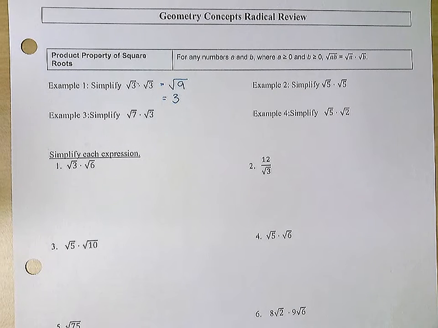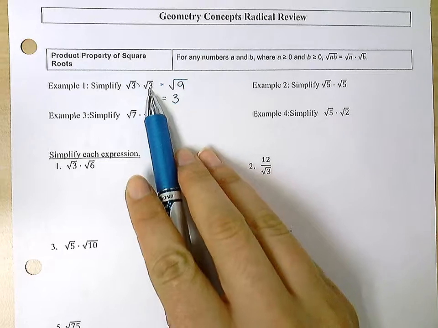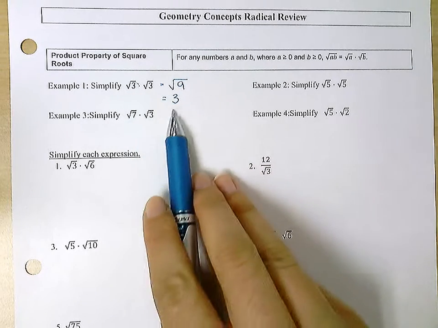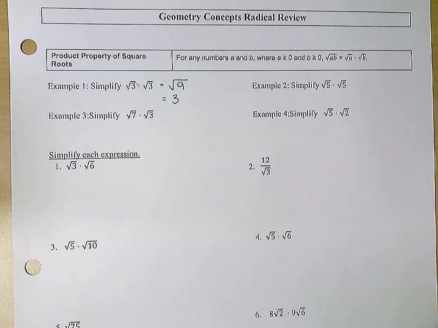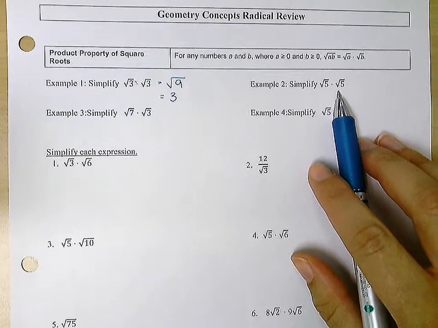So when I multiply a square root with itself, those roots just cancel each other out, and you do end up with just the number on the inside. Do you see that? So I have the square root of 3 times the square root of 3. My roots just cancel out. I end up with just 3 as my answer. Okay, so we'll see that again in example 2.